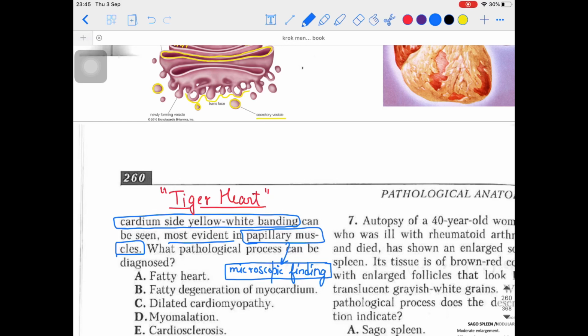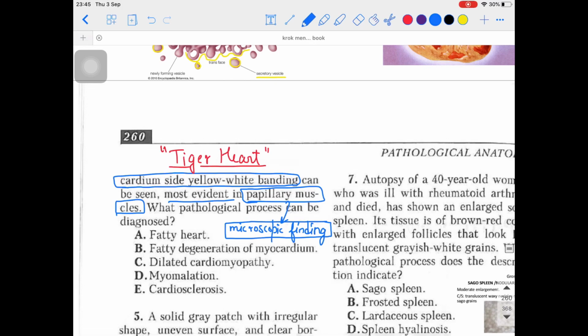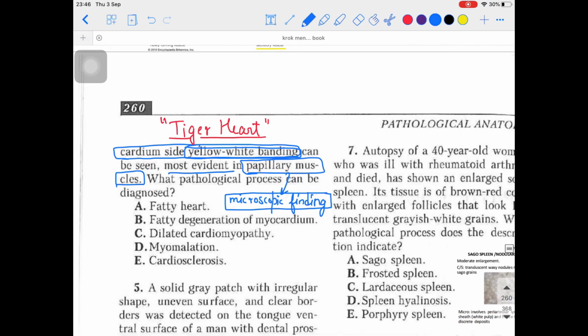Here they are not talking about trabeculae or ventricles, but they are talking about the papillary muscles in the form of bands. They have already mentioned that, in the form of yellow white bands. So it means they are talking about the microscopic finding of the fatty degeneration of the heart, or fatty degeneration of the myocardium layer. So definitely the answer will be option B, fatty degeneration of the heart or myocardium. I hope this question is clear.